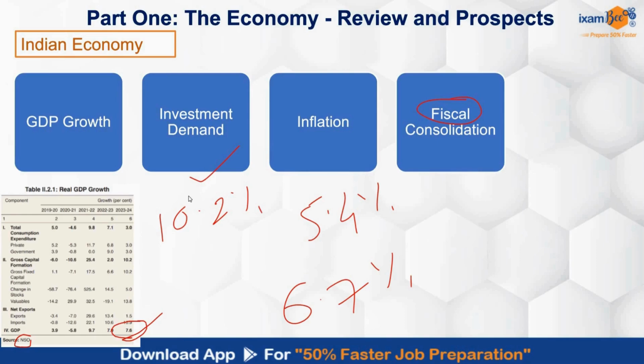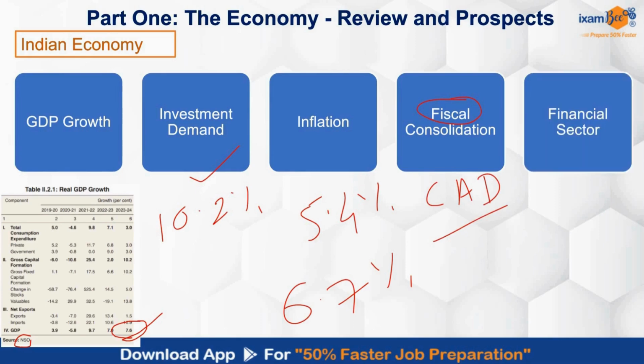The pain of COVID is now over. In fact, the current account deficit, CAD, is also declining. In the financial sector, there has been good development. Credit growth has been observed. Performance of the banking sector is also resilient.